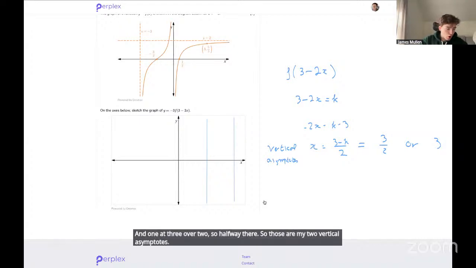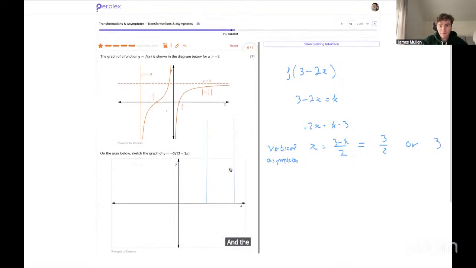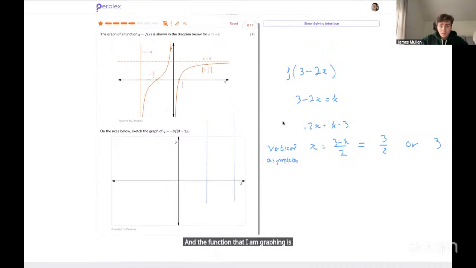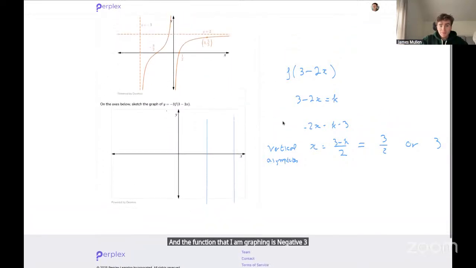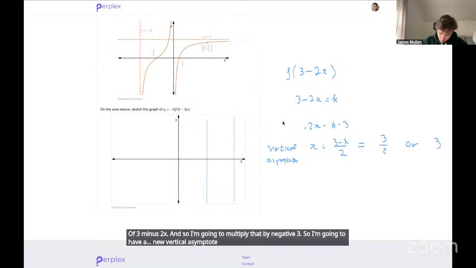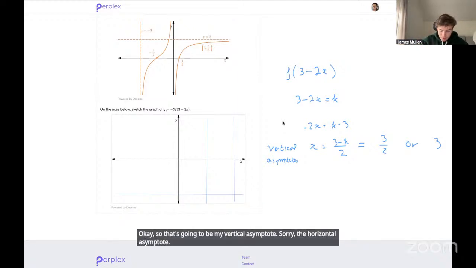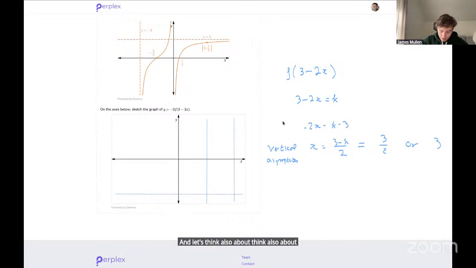Now, what happens to my horizontal asymptote? Well, I have a horizontal asymptote at y is equal to 2 when I start out, and the function that I am graphing is negative 3f of 3 minus 2x, and so I'm going to multiply that by negative 3. So I'm going to have a new asymptote at, if I take 2 times -3, it's going to become -6. Okay, so that's going to be my horizontal asymptote.